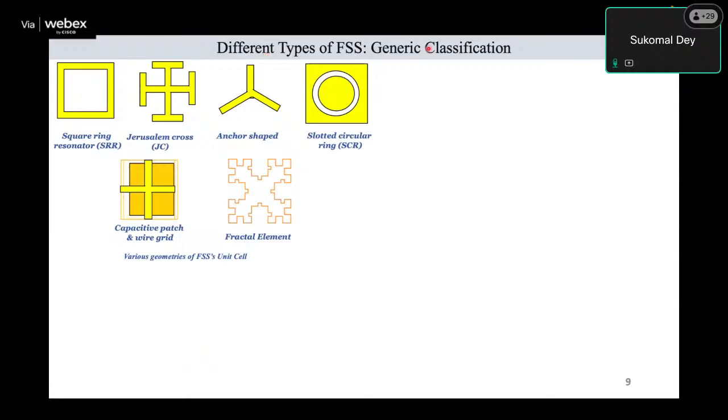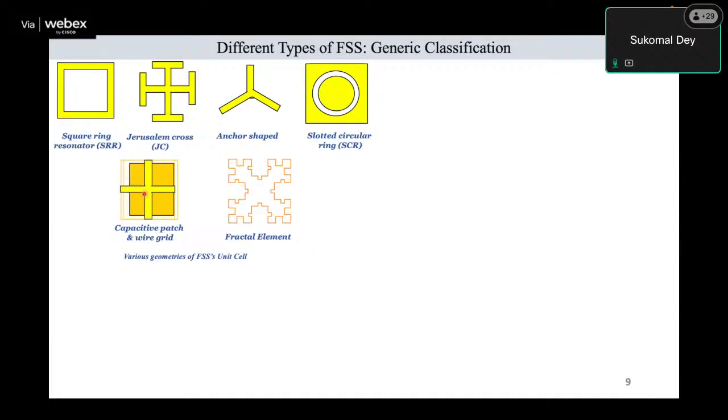Followed by, what are the different varieties of FSS? There are multiple; I am placing just a very few of them. There are many combinations. You can see Jerusalem cross, anchor shaped, and all these things. All these shapes will give you very specific filtering applications. Obviously, if that Jerusalem cross gives you a band pass response, and you make the complement of it, it will give you the band stop response. So this is the way that FSS plays.